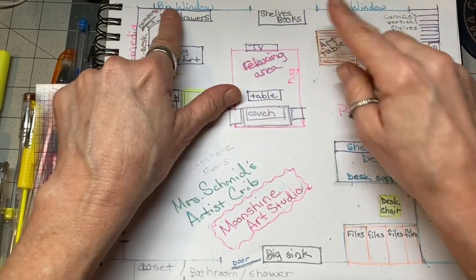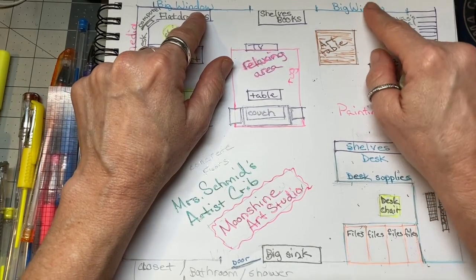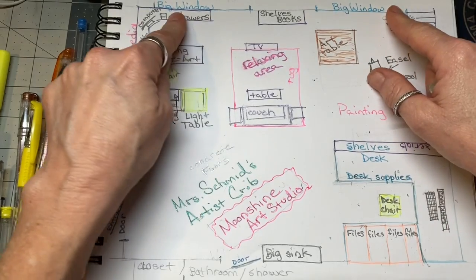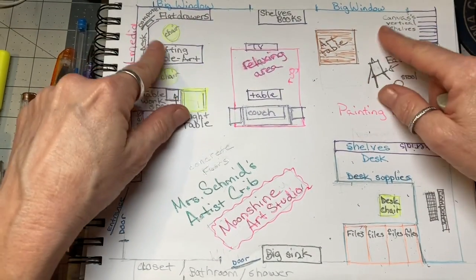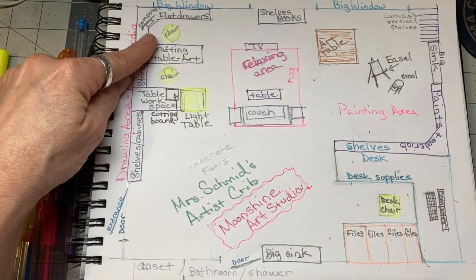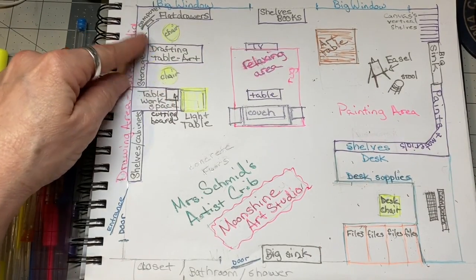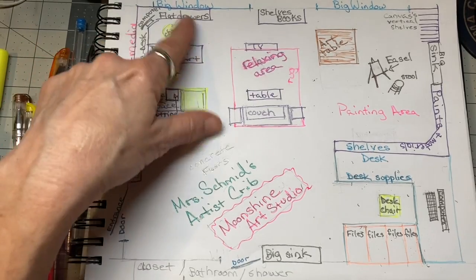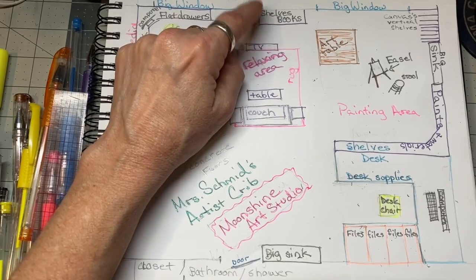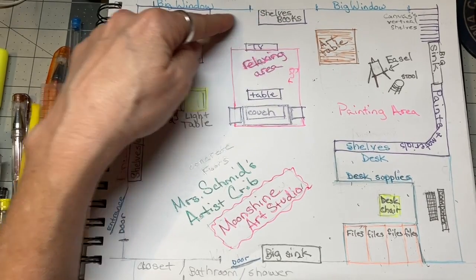I have nice big windows. That's one thing I love about my classroom at Harris, is I have those big windows and lots of natural light. I also have a computer over in this area, so that way I can use it to draw when I need to move it around. Then I like to have some books on hand too, so I'll have some shelves with books.